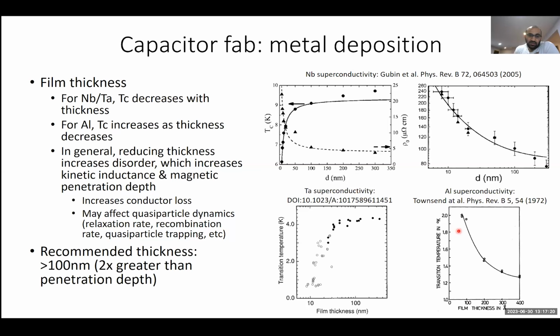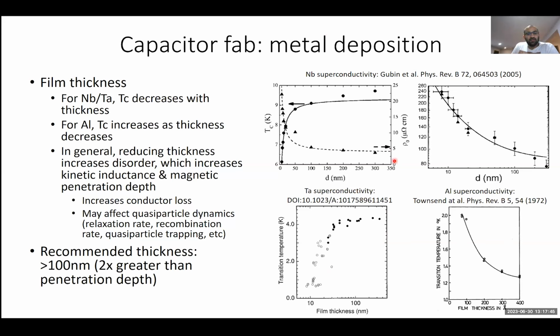And this, to my knowledge, is something that's pretty unique with aluminum, in that if you decrease the thickness or you do anything else that increases the film disorder, the TC ends up being higher. And granular aluminum, for example, is sort of an extreme form of this. But in general, reducing thickness increases disorder, which is in the case of tantalum and niobium.